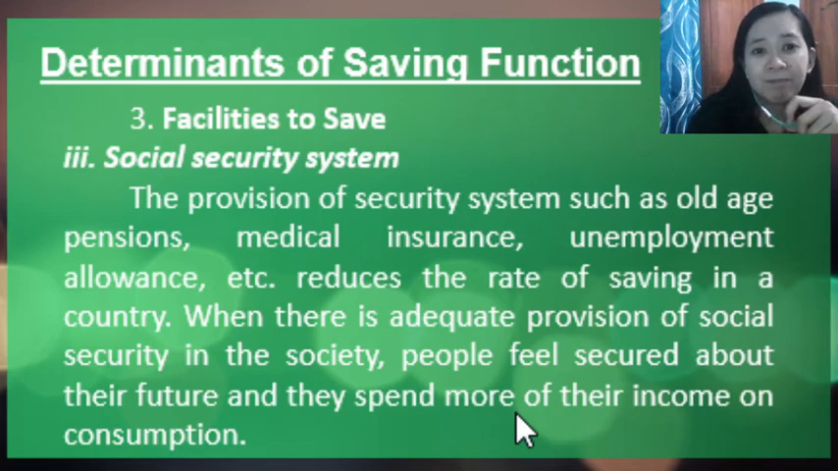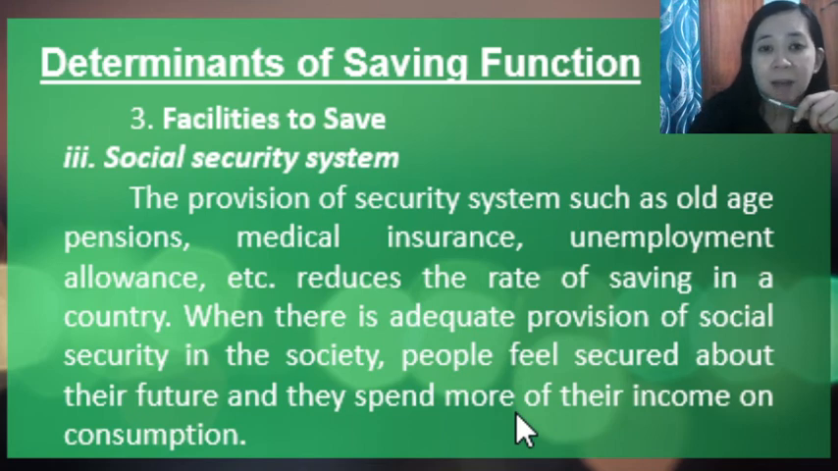Okay, so because of this, it reduces the rate of savings in the country because they put their savings into the trust for the security system. So when there is adequate provision of social security, as we have mentioned earlier, people will feel secured about their future and they spend more of their income on consumption. However, you have to take note that this provision is not enough for you to sustain in the long period of time.